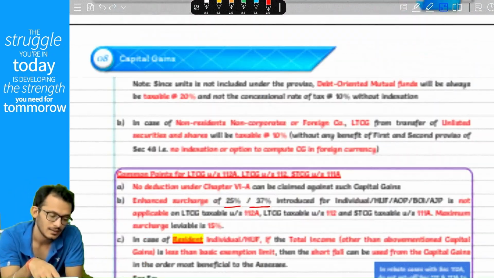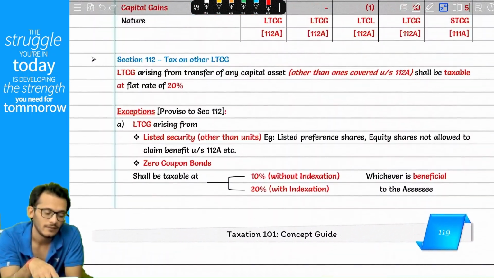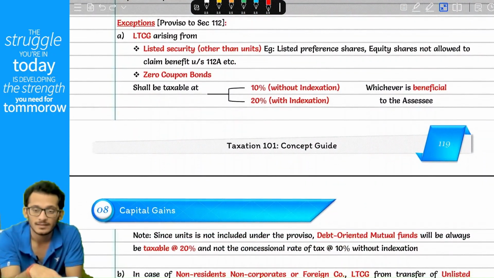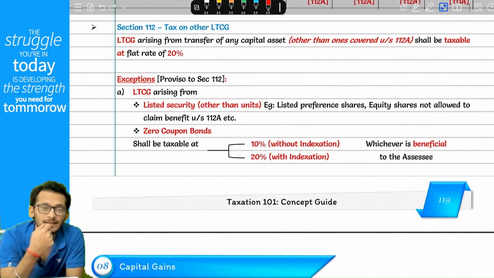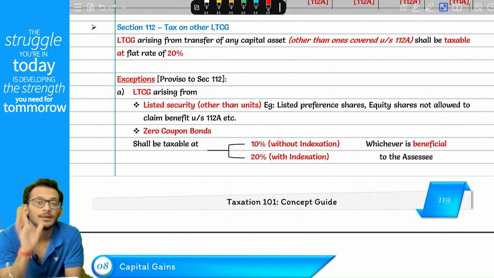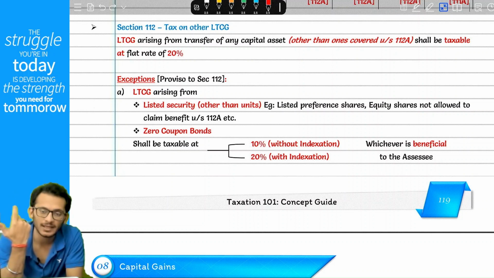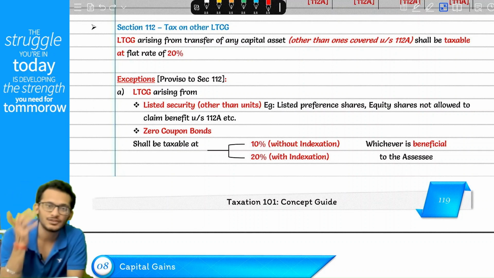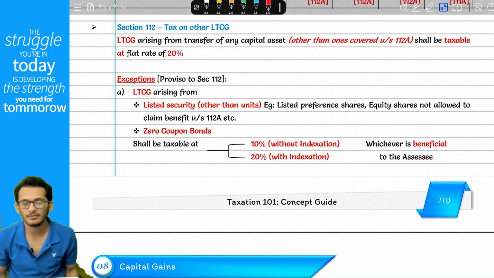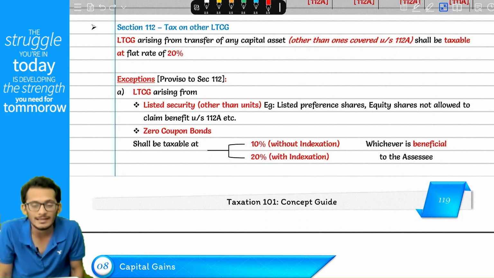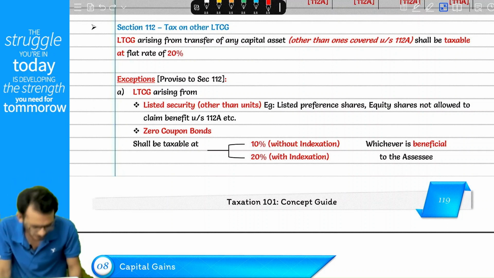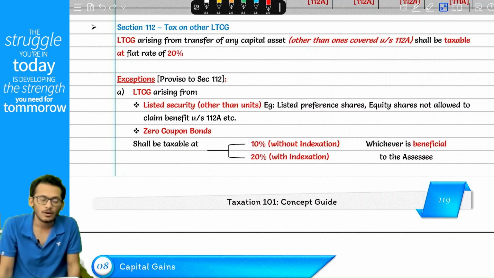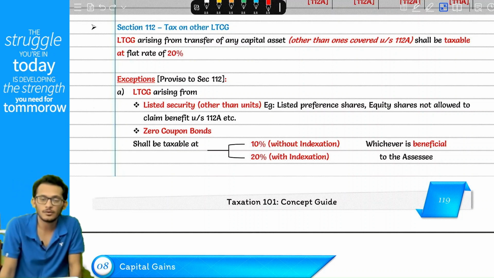Yes. Moving on to the last two topics, which is your 112. Income tax comes and says that if at all you have any asset which is not covered as 112A, then the asset automatically becomes 112 and is taxable at the rate of 20%. However, I am giving you certain additional benefits. If the asset is found out to be a listed asset, or a zero coupon bond, I am giving you an option.